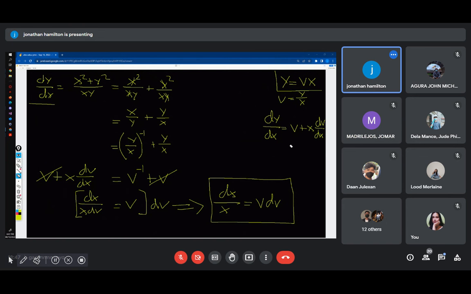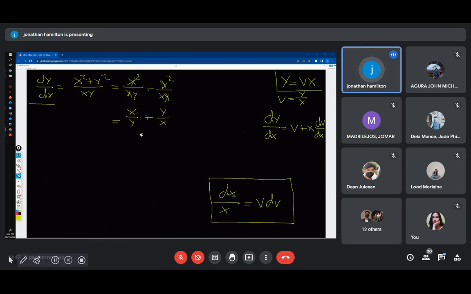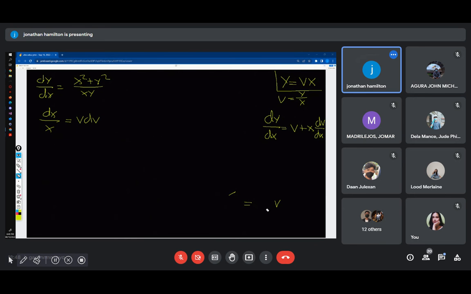So, let's erase this, and then put in our new equation, our separable variable equation. So we have dx over x is equal to v dv. At this point, we can integrate.